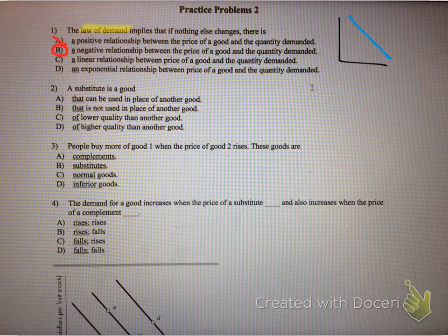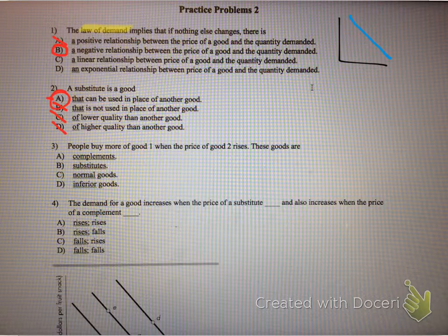Next one, substitute. What is a substitute? I just think of it as replacement, so it can be used in place of another good. Yeah, that's probably it. The other one, lower the quantity of another good, higher the quantity, no. This is the best one. That's a simple one, it's kind of just the definition. You could argue that two sodas like Pepsi and Coke could be substitutes. Yeah, that's probably a good example.